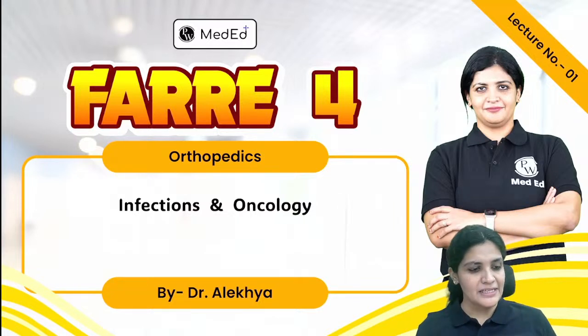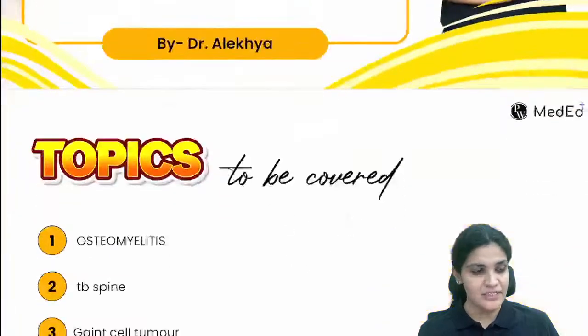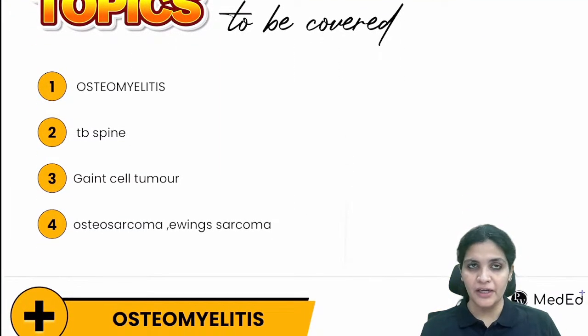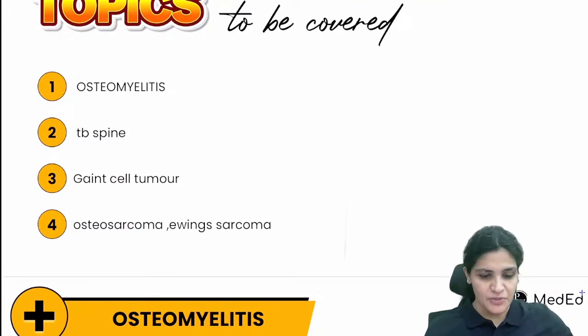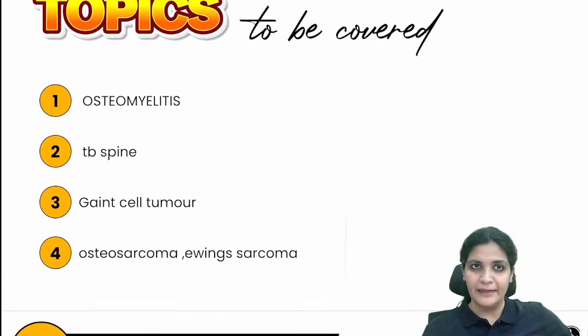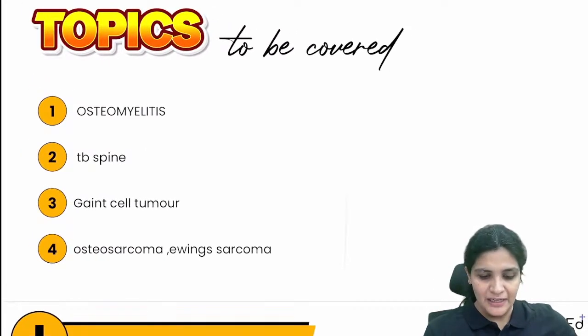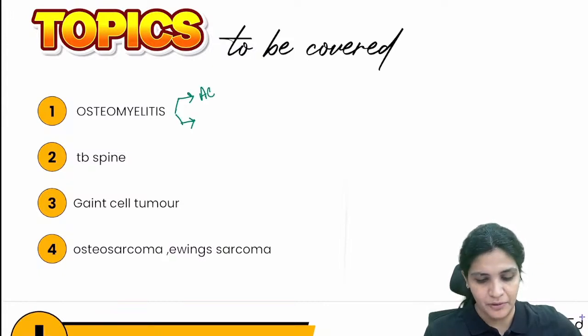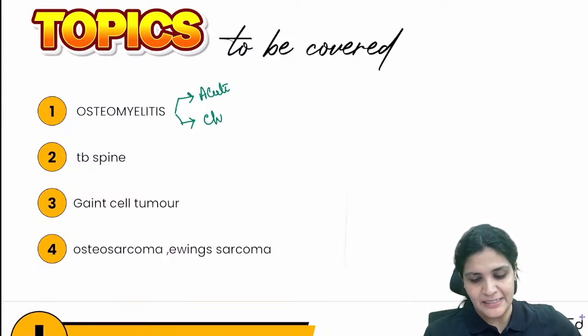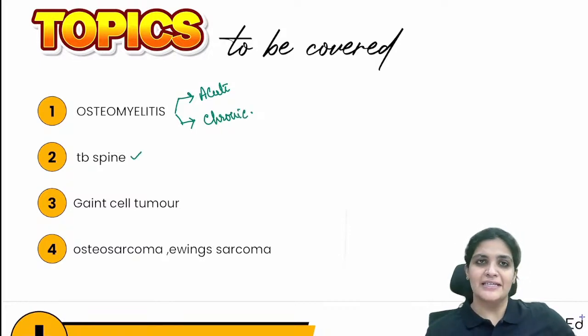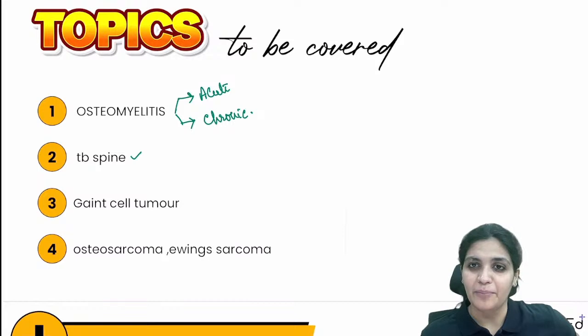So in today's class, we are going to deal with two important topics as I've mentioned. One is infections, second one is your oncology. I have picked a few important questions which are usually repeatedly asked in the exam. That is regarding osteomyelitis, where we have two types, both important: acute osteomyelitis and chronic osteomyelitis. And the next one is the other very important chronic infection, that is tuberculosis. In that, TB spine is supposed to be the most important.